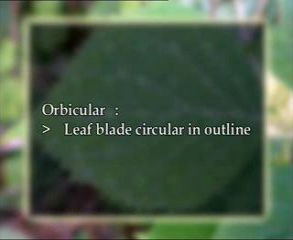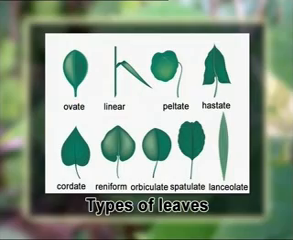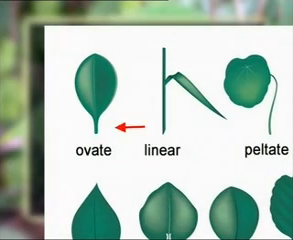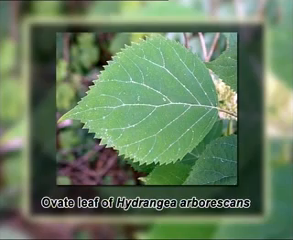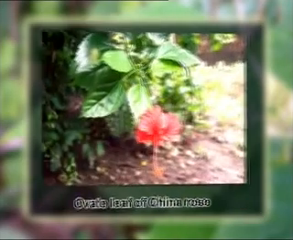Orbicular, that's the leaf blade circular in outline. For example, in common smoke tree, that's Cotinus coggygria. Then ovate, it's with an outline like that of a hen's egg, that's broader at the base than at the apex. For example, Hydrangea arborescens or China rose.